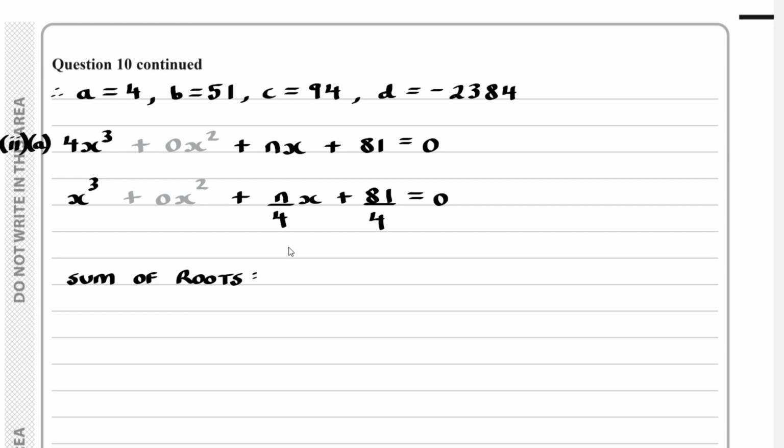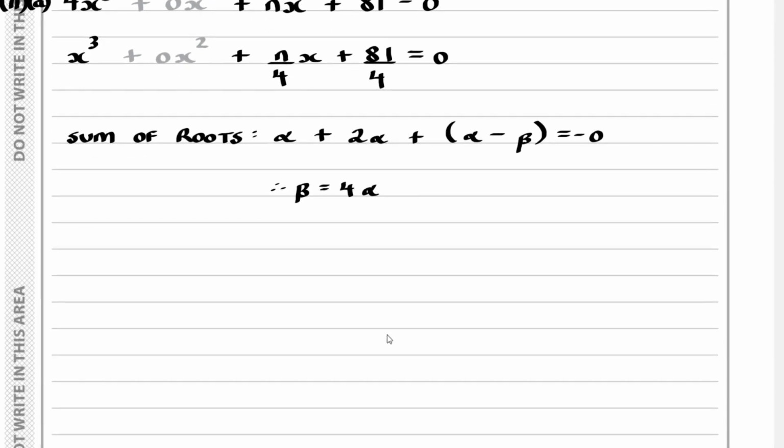What I can now do is find the sum of the roots. Now the sum of the roots, I've got my roots alpha added to 2 alpha added to alpha minus beta. And this is equal to negative 0. So we see then beta is equal to 4 alpha.